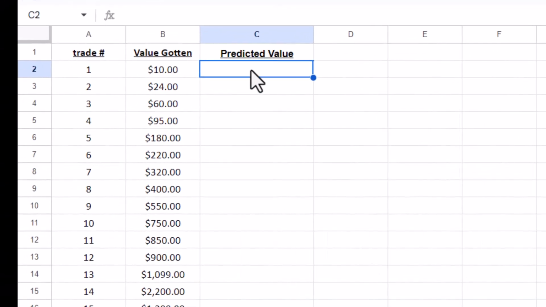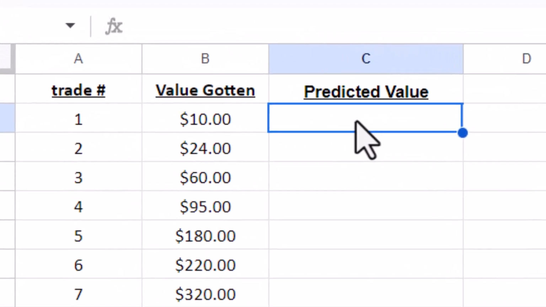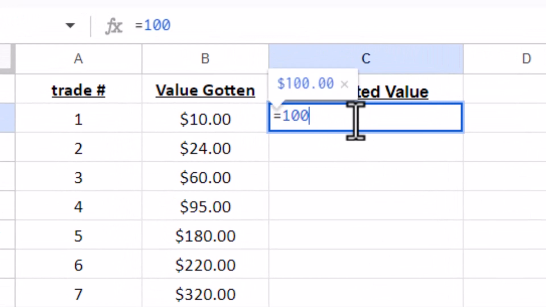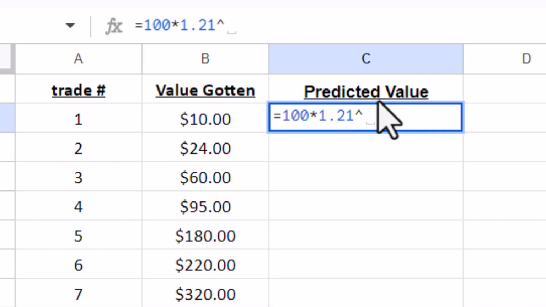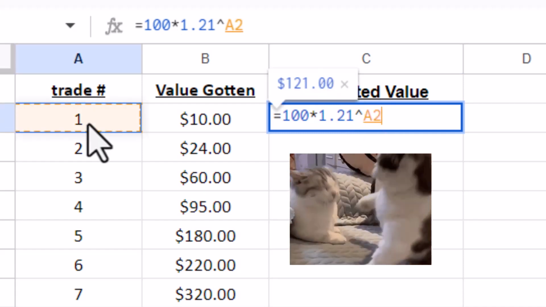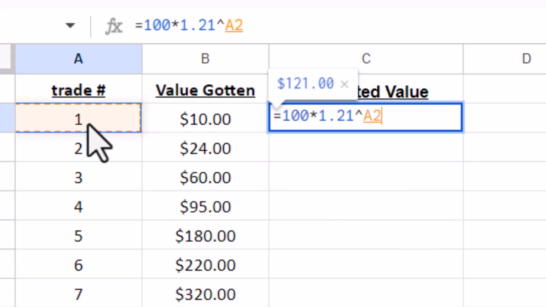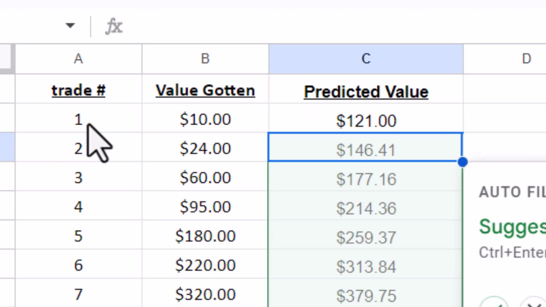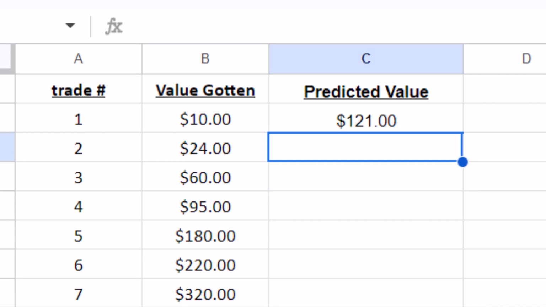So back to the sheet, we're going to go to this first cell here, equals 100 times 1.21 to the trade number power. So what I'm going to do is I'm going to click over here, and that will copy in that trade number. And now, oh, look at that. It's actually agreeing with it. It's going to suggest an autofill. I'm not going to do that because some of y'all, I don't think, get that suggestion. I swear I don't know how Sheets decides to put that suggestion in. So I'm just going to turn it off.